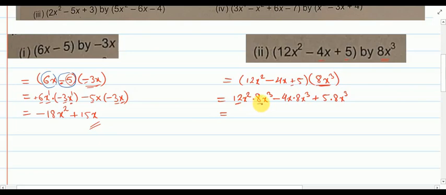Now 12 into 8, you will get 96, and here x square and here x cube, same base, power will be added. So you get x to the power 5, then minus 4 into 8, it becomes 32, x to the power 1, okay, and x to the power 3. So powers will be added. So you get x to the power 4. Done. Then 5 into 8, 40, and then x to the power 3. Okay, so multiplication is done.